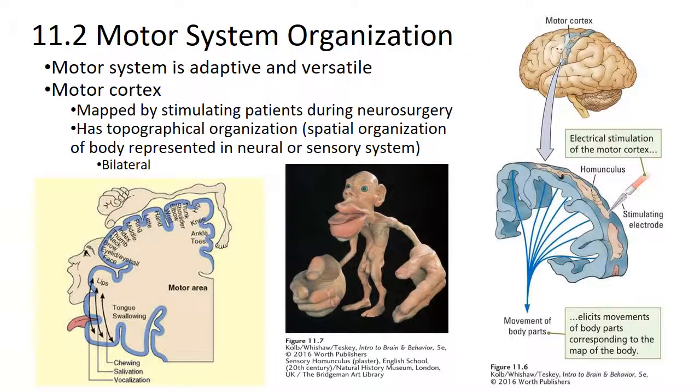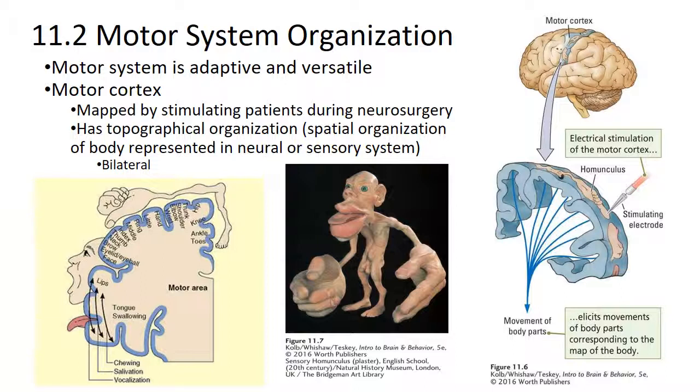Section 2, motor system organization. The motor system is very adaptive and versatile in general. The motor cortex in the brain. When I say motor cortex, I'm typically going to be referring to the primary motor cortex, this strip of cortex right in front of the central sulcus.